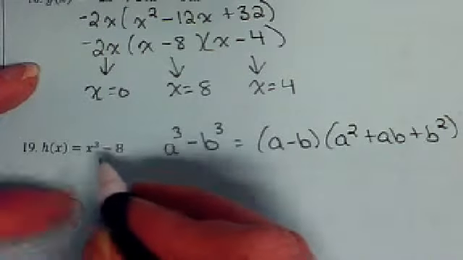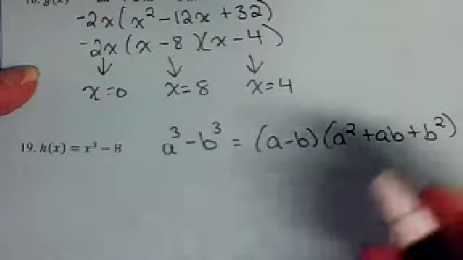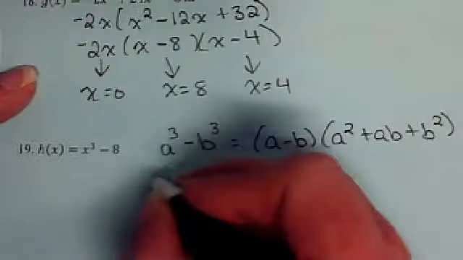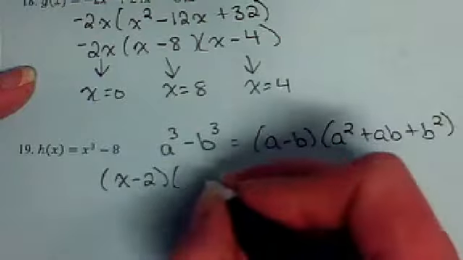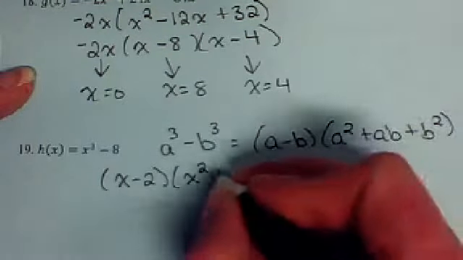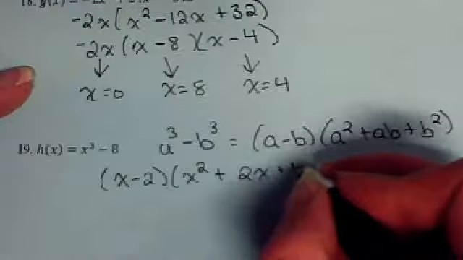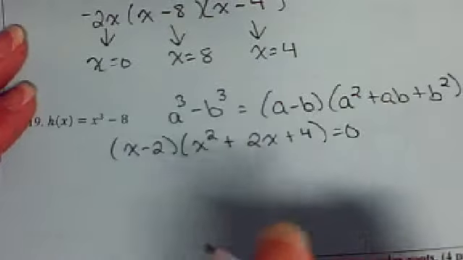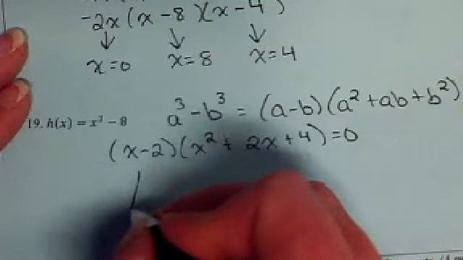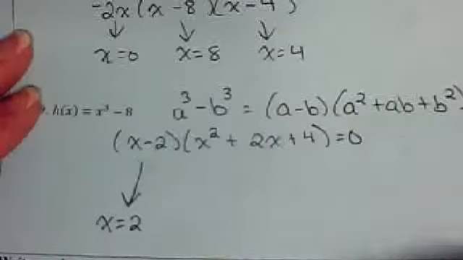So what is being squared first? That's an x. What is being squared next? That's a 2. So I end up with x minus 2, a squared, so that's going to be x squared, plus the two of them together, plus b squared. The first one's easy to do. The second one, not so much.